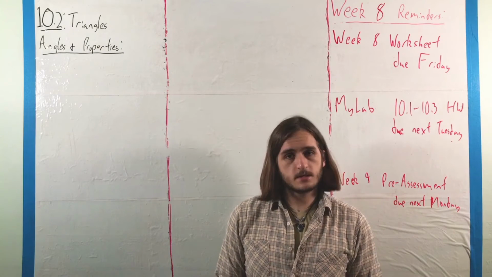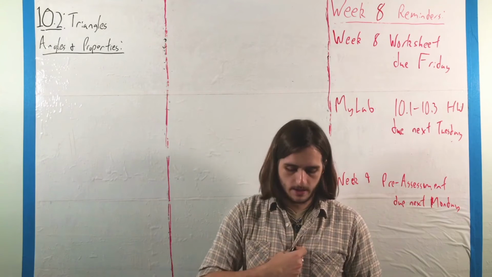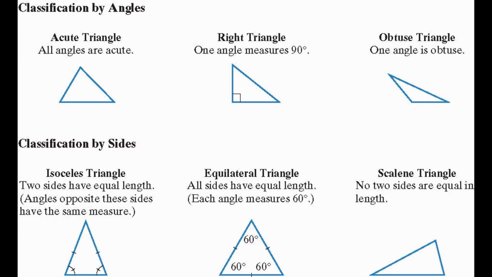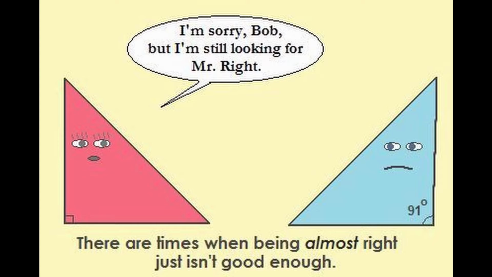Next, we can talk about the 6 main ways that we classify triangles based on angles and sides. We say that a triangle is acute if all 3 of its angles are acute, that is, all 3 are less than 90 degrees. We would also say that a triangle is right if one of the angle measures is 90 degrees. You can only possibly have one.